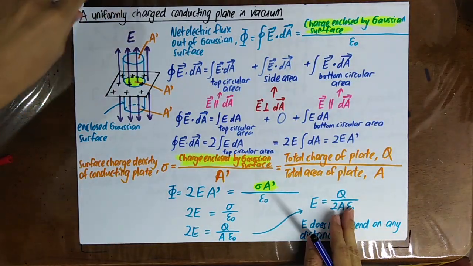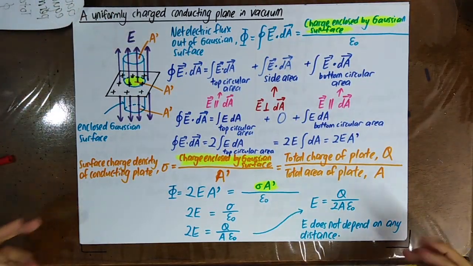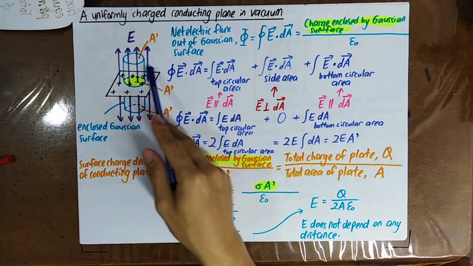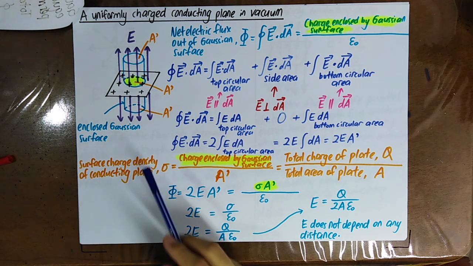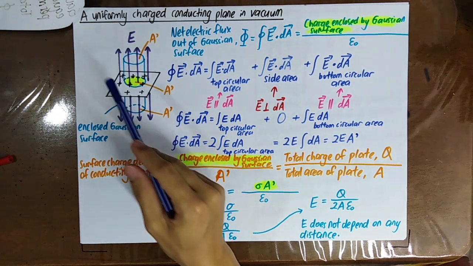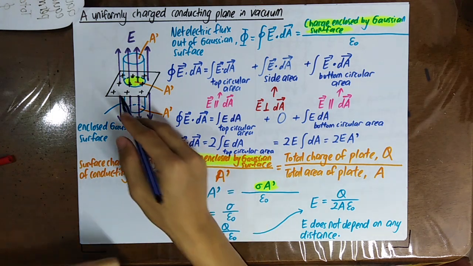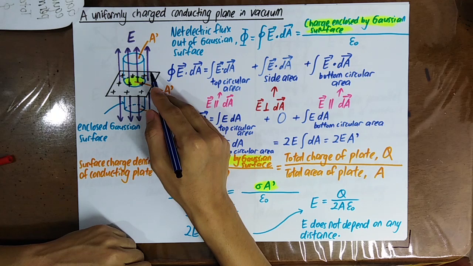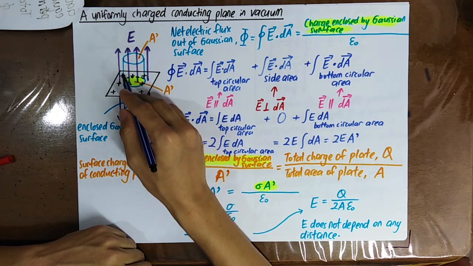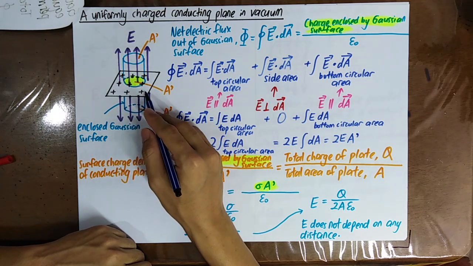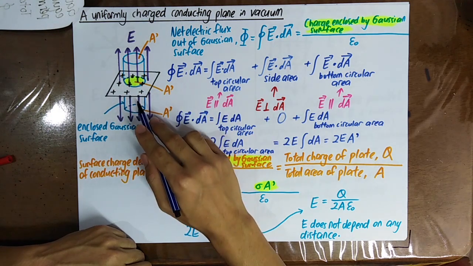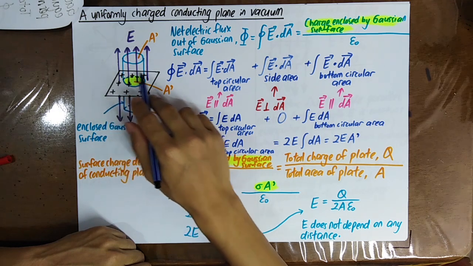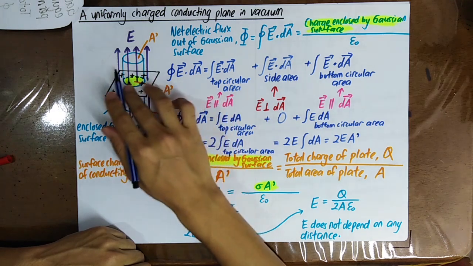So let's consider a uniformly charged conducting plane in a vacuum. So now you have a uniformly charged conducting plane. Uniformly charged means you cannot say that the charges here are more than the charge here. You cannot say that the charges here are more than the charge here because they are uniformly charged. So that means that the charges are uniformly placed on this plane.